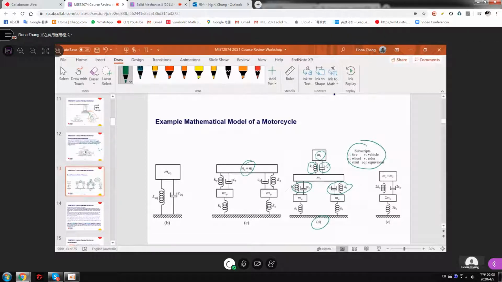Okay. Right, so this is another developed model. It is actually trying to simplify the problem. Right, so this combines the two tires, two wheels together, two struts together. Okay, and MV and MR. Okay, right. So we didn't consider the rest. So this is a simplified model based on this one, C. Okay.